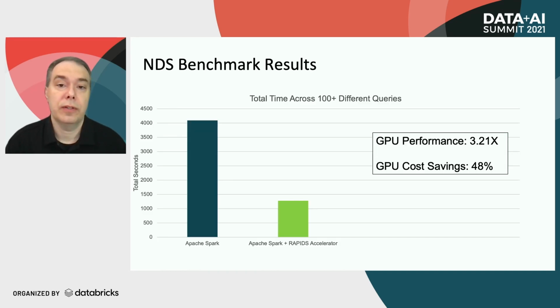And these are the results from NDS across the 100 plus queries in that benchmark. We see the CPU was over 4,000 seconds to run all those queries. Turning on the RAPIDS Accelerator, running the same queries without modifying those queries, just setting configs and jars, was over 3 times faster. And considering the additional cost of those A100s, but then also taking into account how much faster the workload ran, the cost savings is almost half.